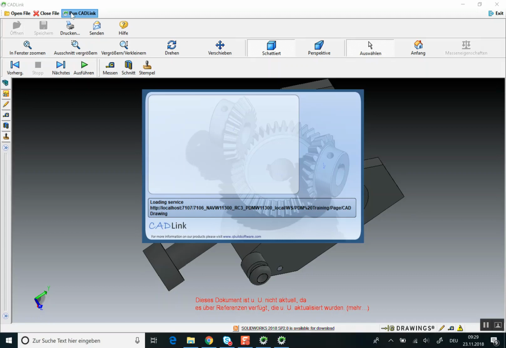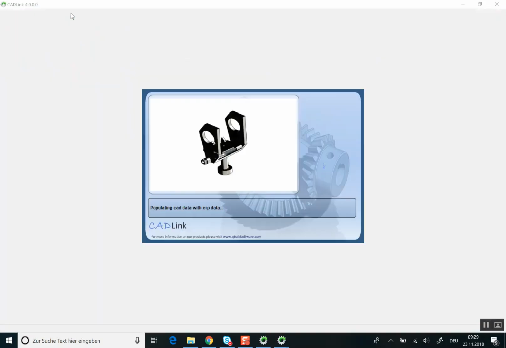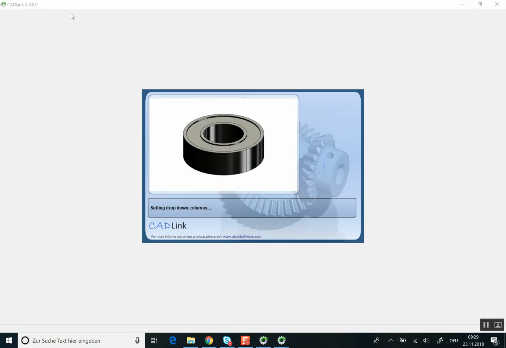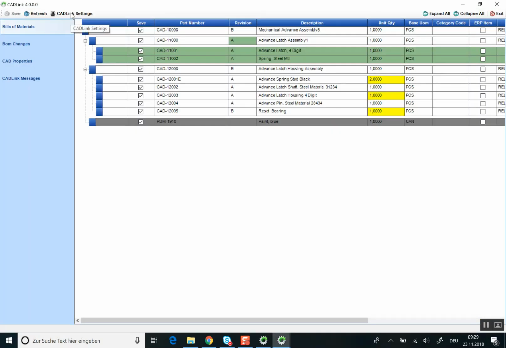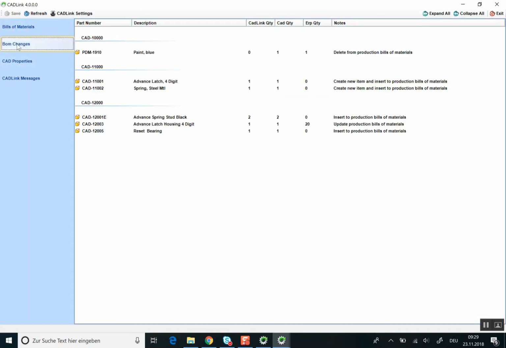Dynamics 365 BC. The data exchange is bidirectional and ensures that only checked data were created in the ERP system. A visual coding shows the discrepancies between the data of the ERP and the CAD system. The data can be cleaned in CADlink before they were transferred to the ERP system. This makes sure that only clean data were used in the ERP system.